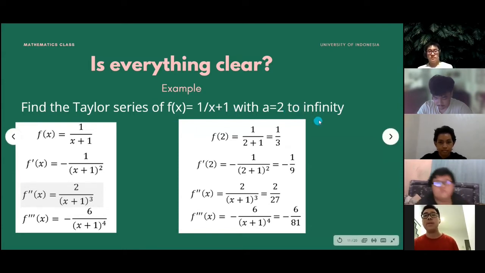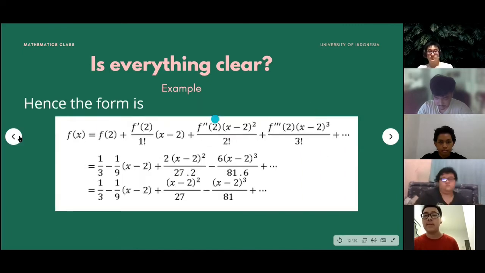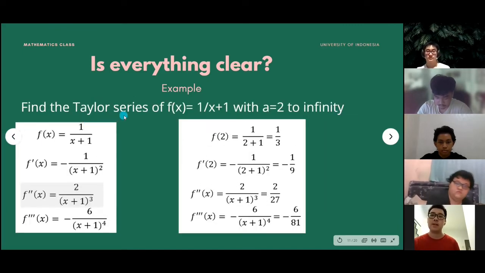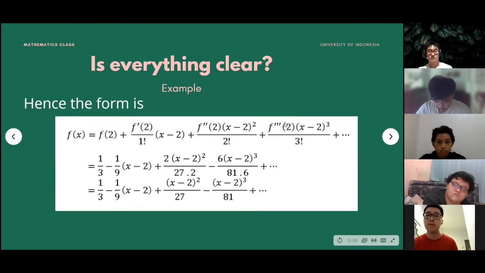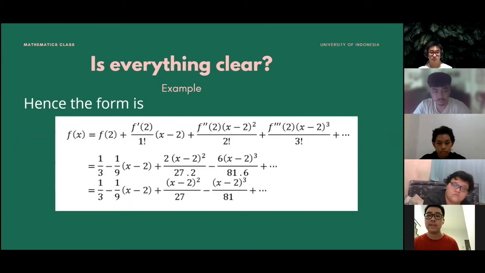Now after that, we put in the answer and change it into the Taylor series version, which is in the next slide. Then you just simply need to input into the formula which is stated before, and we get the result as you can see there.